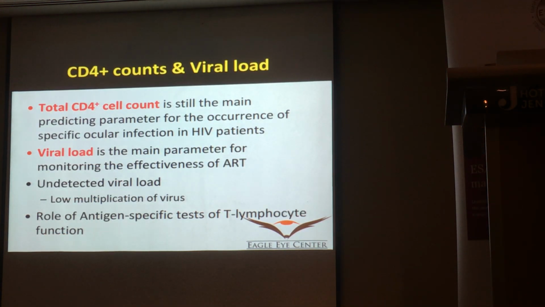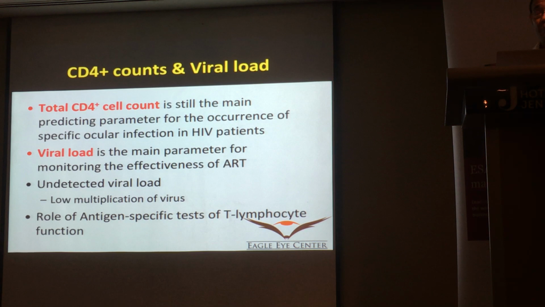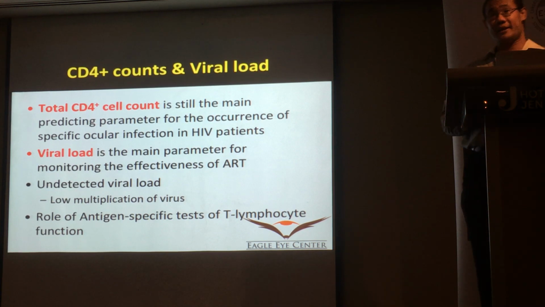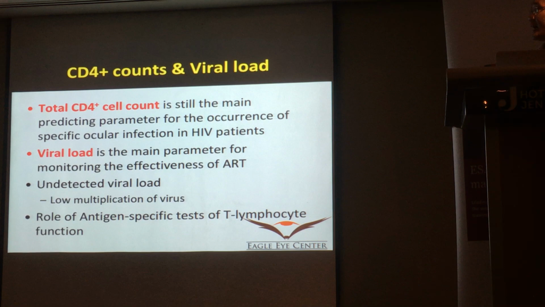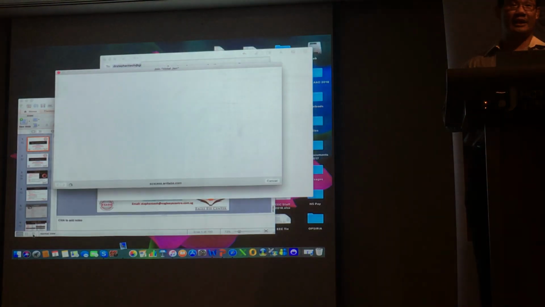Anyway, total CD4 count still remains the main predictor for the occurrence of some specific diseases. If the CD4 count is below certain levels, you expect some kind of disease is more likely to happen. However, for an ID physician, CD4 count is kind of passé. They look at viral load, and that determines the effectiveness of their therapy. But we don't really have a correlation between viral load and a predictor of what kind of complications yet.